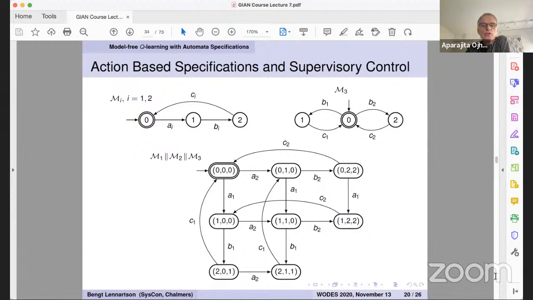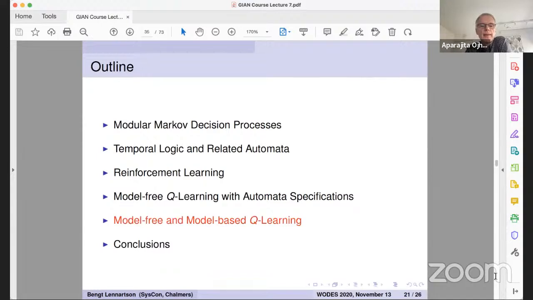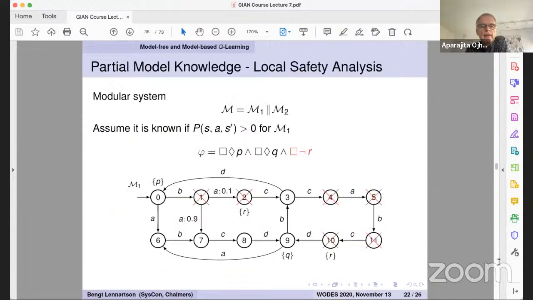And this is just to inform you that I can also introduce other types of specification, and I can also introduce supervisory control aspects of this.